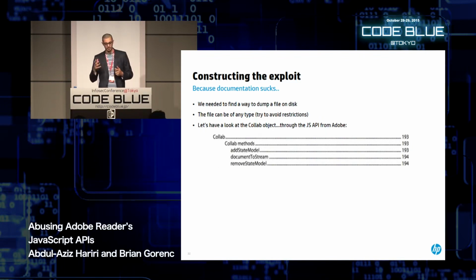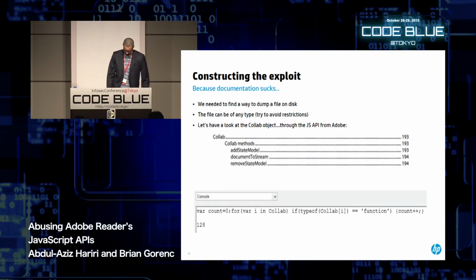Basically, Adobe documented 3 methods in collab. I was kind of curious, so I went back to Adobe Reader inside the console and wanted to dump all the methods, just to make sure that Adobe has everything documented. So basically, this is what I got. I found out that collab has 128 methods. So if we do the math, it's basically 125 undocumented methods.